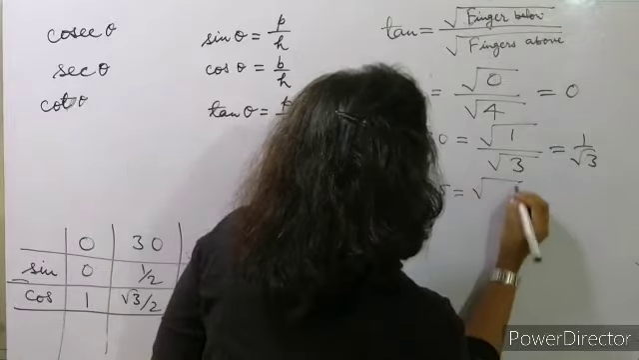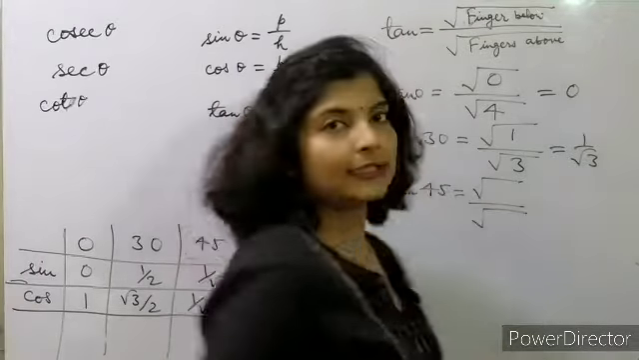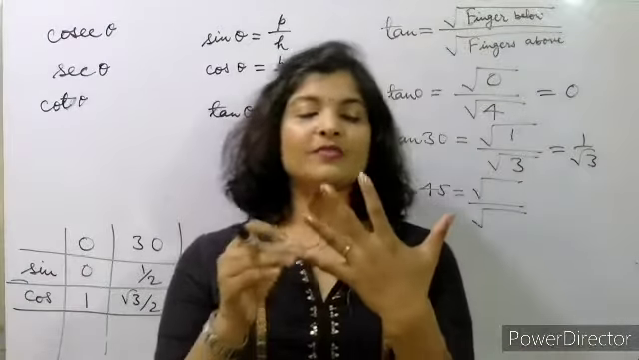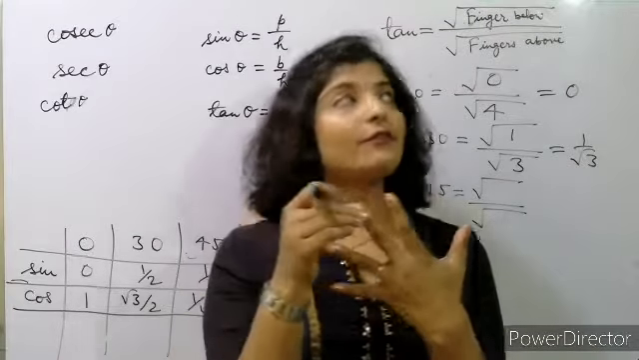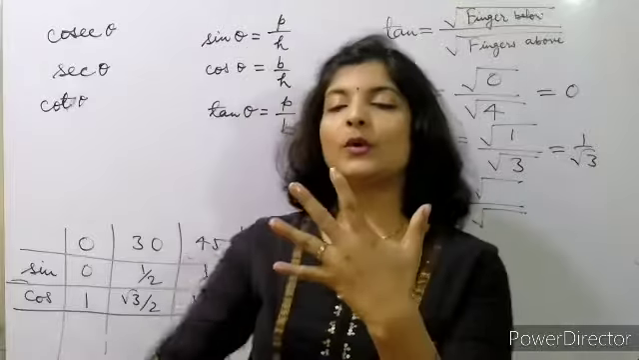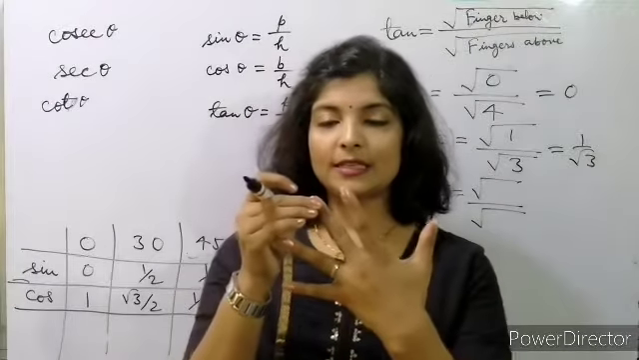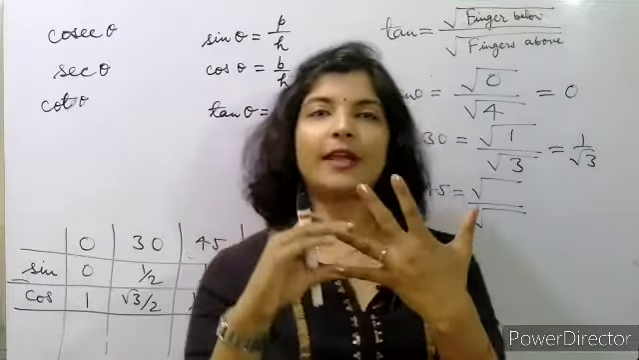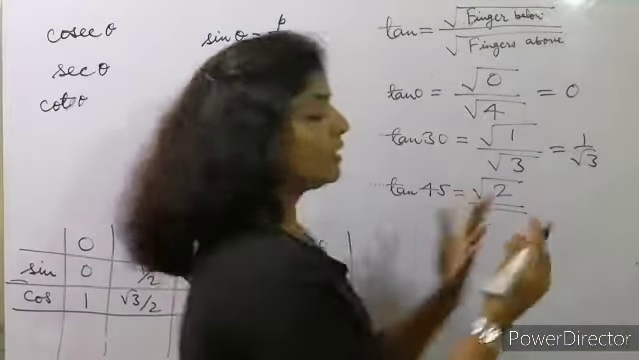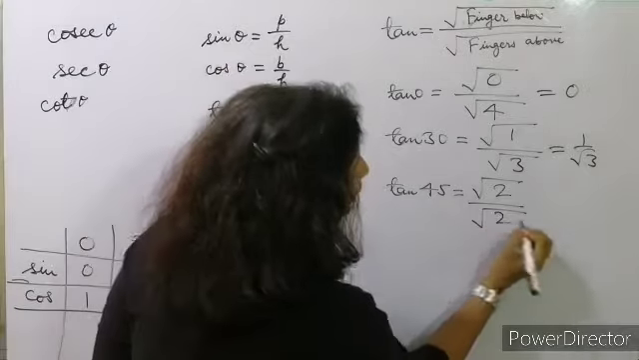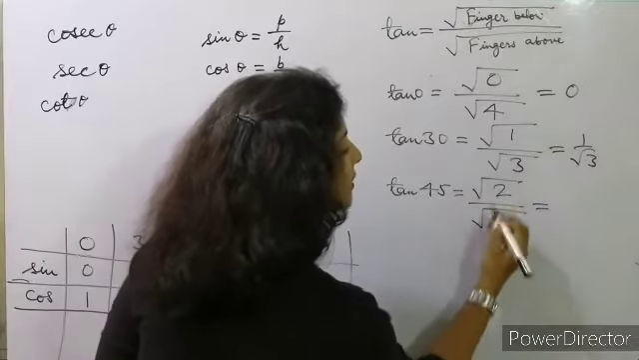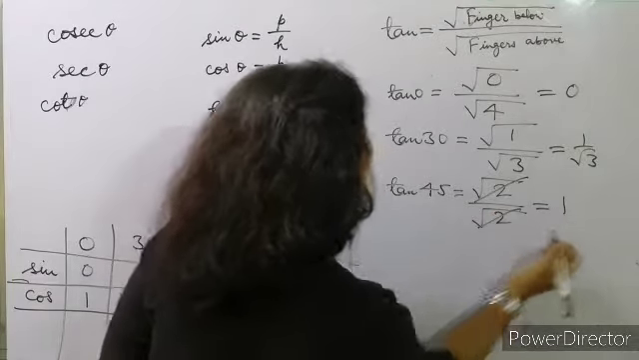So root under something divided by root under something. Okay. So 0, 30, 45. This one is 45. So first of all we have to find out fingers below. How many fingers are below this? 1, 2. Okay. We'll write 2. Now how many fingers above this? 1, 2. We'll write 2. So something upon something, same thing. It will be 1 now.